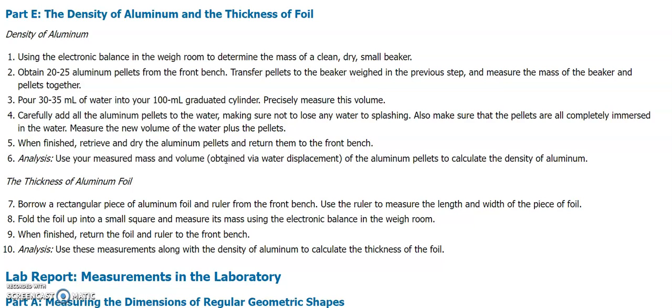Also, make sure that the pellets are completely immersed in the water. Measure the new volume of the water plus the pellets. When finished, retrieve the dry aluminum pellets and return them to the front bench. Analysis: use your measured mass and the volume obtained via water displacement of the aluminum pellets to calculate the density of aluminum.